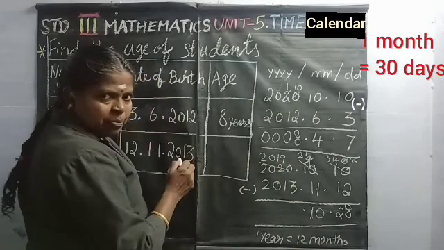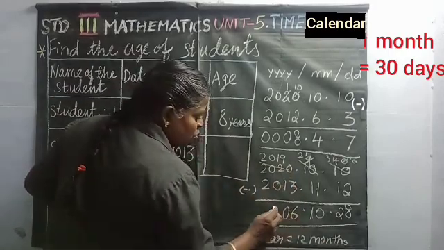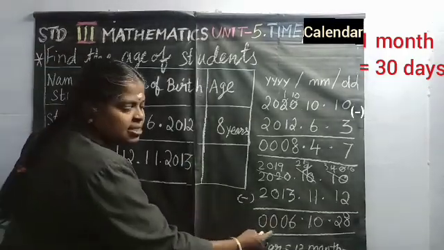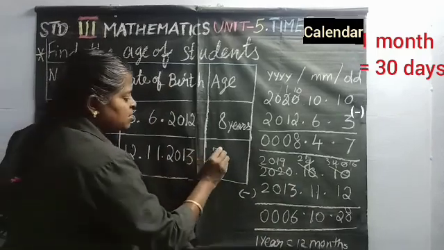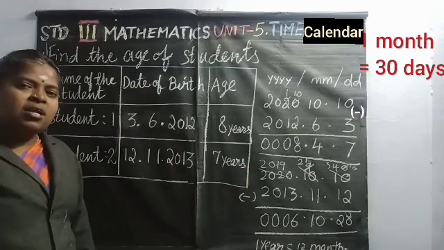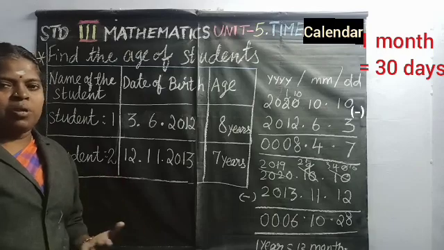Here we want to subtract. 9 minus 3 is 6. 1 minus 1 is 0. So student 2 has 6 years, 10 months, 28 days. So we can write 7 years. Children, try to find your age and the ages of your family members.